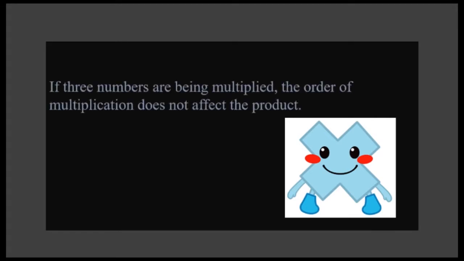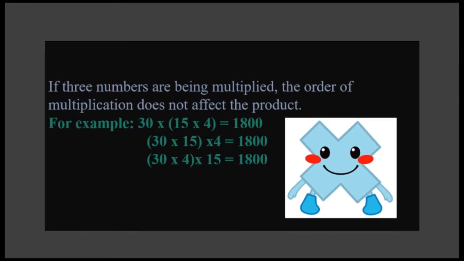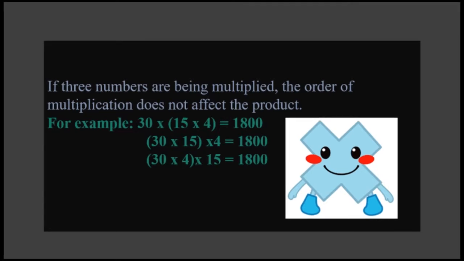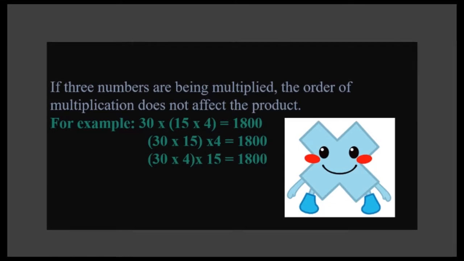If three numbers are being multiplied, the order of multiplication does not affect the product. For example, 30 times 15 times 4 is equal to 1800. In the second one, I have grouped the numbers in a different way. This time 30 times 15 is in a bracket and times 4 is outside the bracket. But this way even the answer is the same.